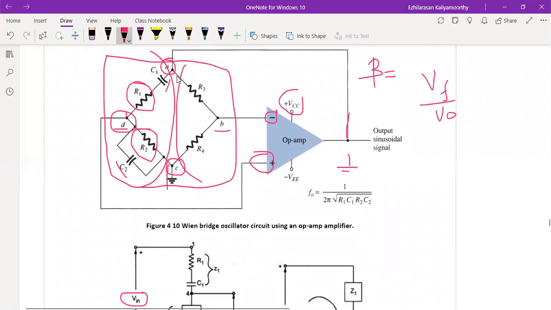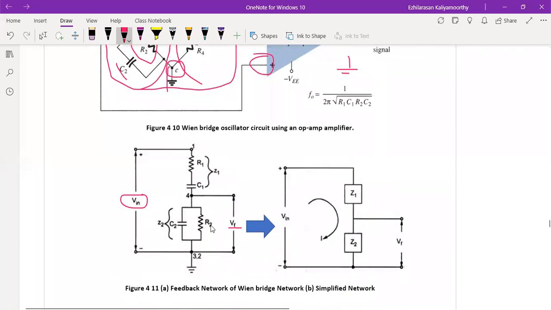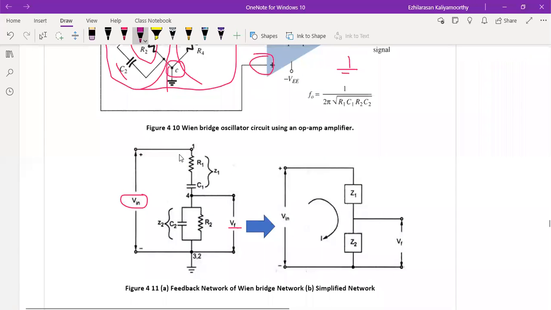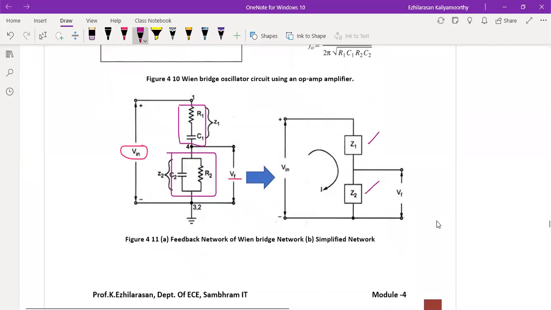So just take only the feedback path here. Replace this R plus C. R and C will form an impedance. So this also is one impedance. Just we are replacing this. This R1 and C1 we are replacing as one impedance, that is Z1. Then this R2 C2, this whole thing we are replacing as Z2. Just the same equivalent diagram we drew here. So this will be your VF. So this is your Vin.